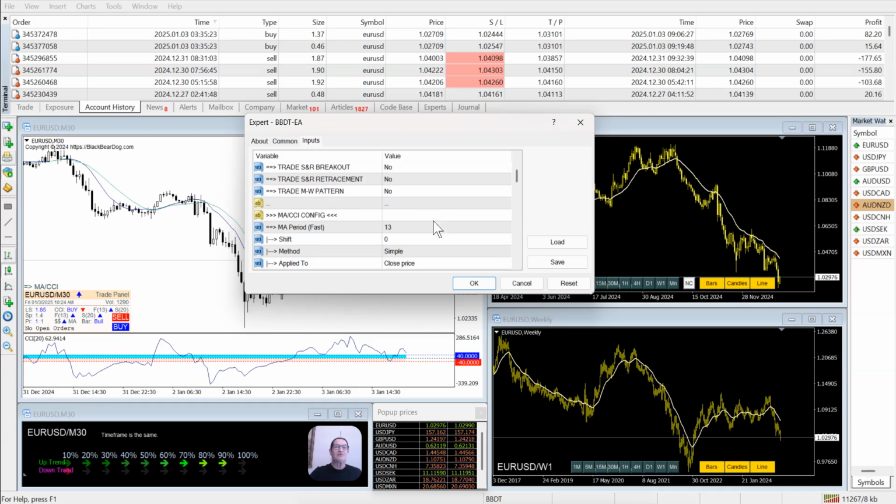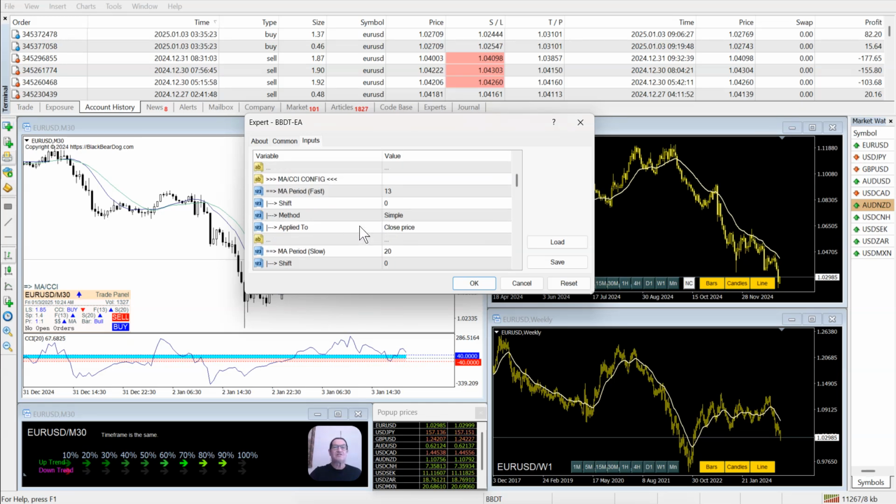So scrolling down, here it goes, my MACCI configuration setup. You set your MA fast period, which is set to 13. I suggest you leave it at that. You can play with the numbers if you like, the period, but this is based on me having used this for a long time, and I find this to be the best setting for the MACCI strategy. So it's set to 13 for the period, 0 for a shift. That we use the simple method and we execute on close price.